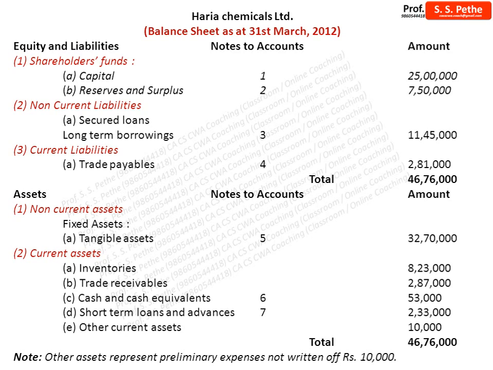Note, other assets represent the preliminary expenses not written off, rupees 10,000. In the earlier format we used to give these preliminary expenses under the head miscellaneous expenditure, but now we have to mention all these preliminary expenses not written off under the heading other current assets.